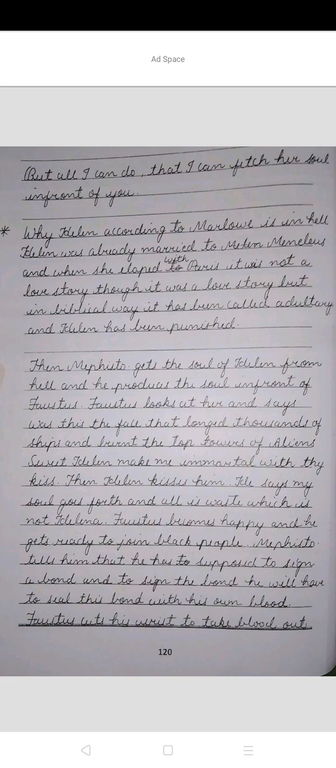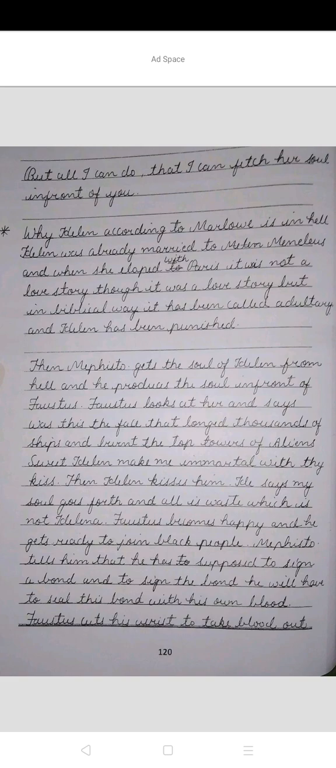The question arises: why is Helen, according to Marlowe, in hell? Helen was already married to Menelaus, and when she eloped with Paris, it was a love story, but in the biblical way it has been called adultery, and Helen has been punished. Then Mephistopheles gets the soul of Helen from hell and produces it in front of Faustus.